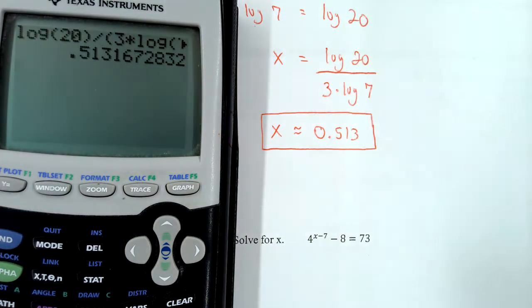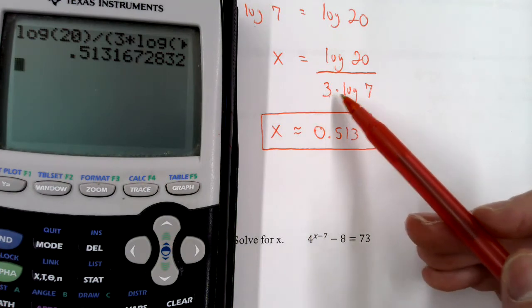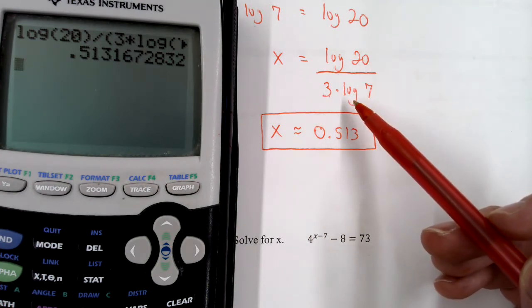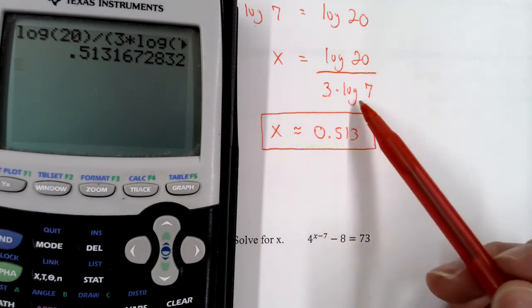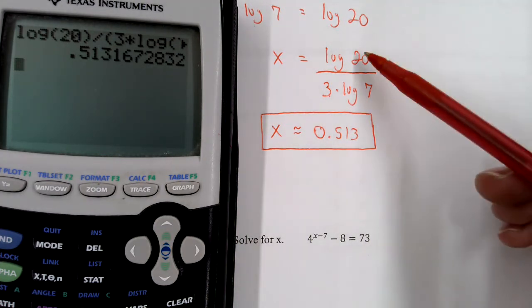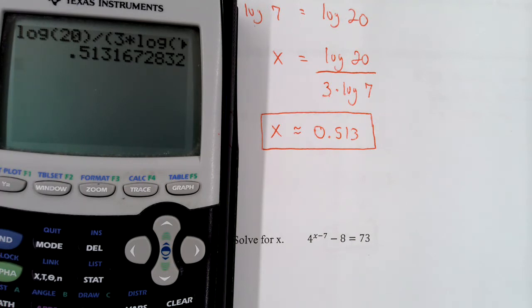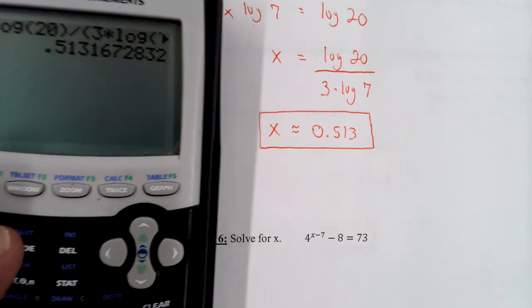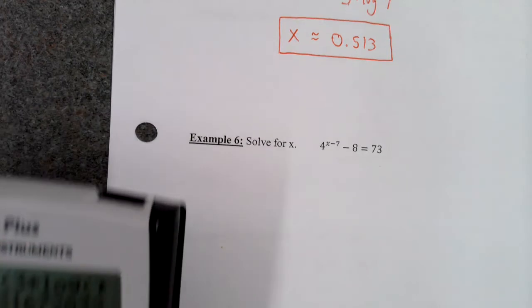So you have to follow the order of operations. Make sure you do 3 times log of 7 before you do log of 20 divided by that, okay? So put 3 times log of 7 in parentheses, and then do log of 20 divided by that. One more.